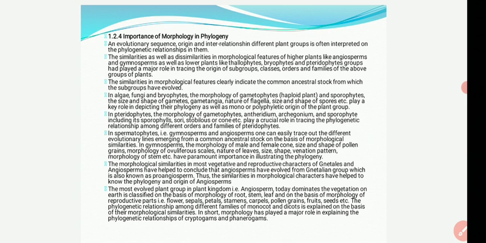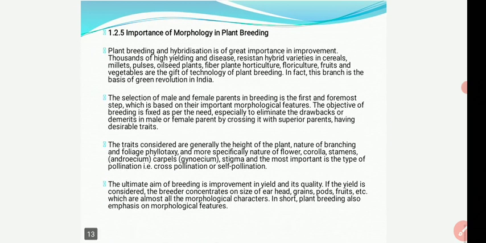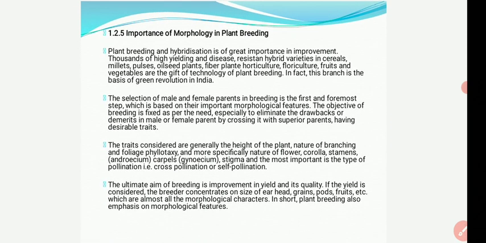Now let's see what is the importance of morphology in plant breeding. See, plant breeding and hybridization is of great importance in crop improvement. Thousands of high yielding and disease resistant hybrid varieties in cereals, millets, pulses, oilseed plants, fiber plants, horticulture, floriculture, fruits and vegetables are the gift of the technology of plant breeding. And in fact, this branch is the basis of the green revolution in India also.